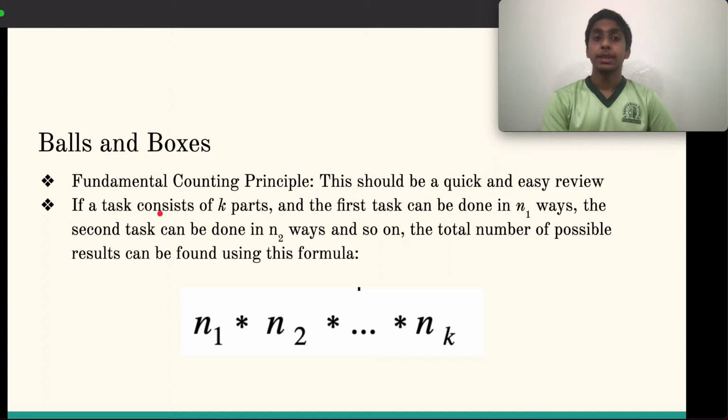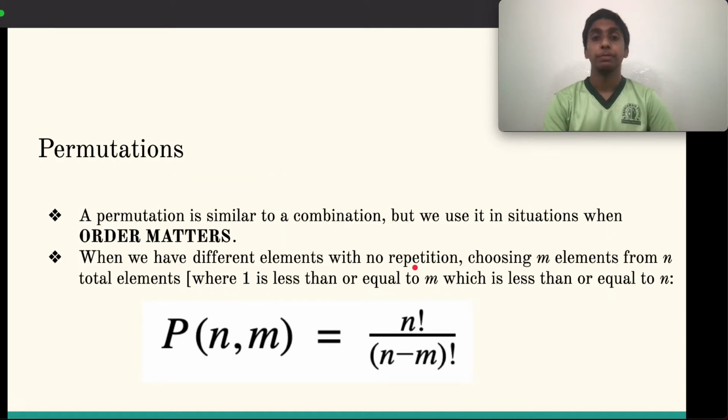If a task consists of k parts, and the first part can be done in n1 ways, the second part can be done in n2 ways, and so on, the total number of possible results can be found using this formula: n1 times n2 times n3 times n4 and so on until you get to nk. And remember, k is the number of parts you have total. What you're going to do is find how many ways you can do each part, and then multiply those together to get the total number of ways. That's just a quick and easy formula you'll probably need to know.